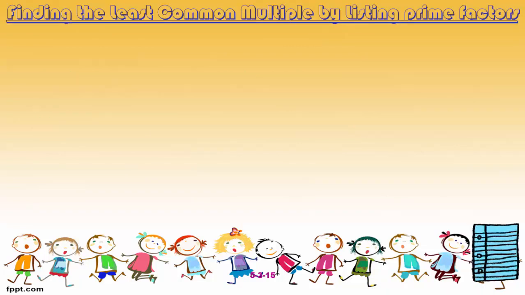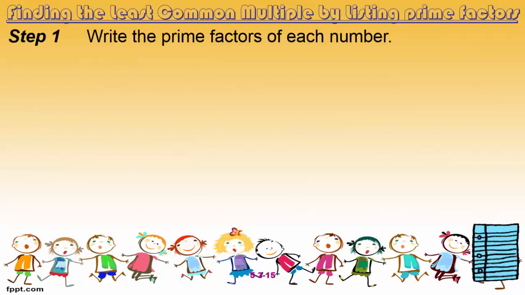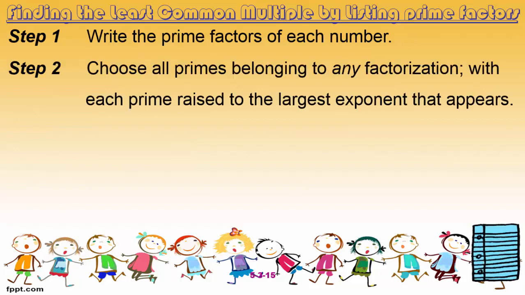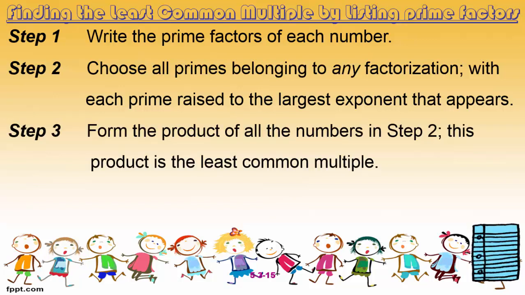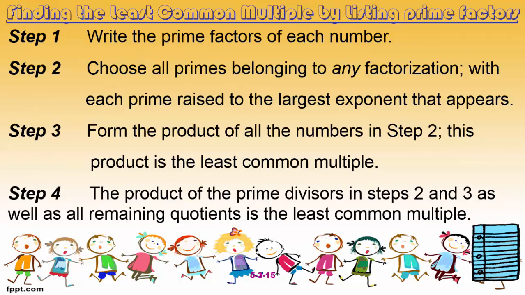Finding the least common multiple by listing prime factors. Step 1. Write the prime factors of each number. Step 2. Choose all primes belonging to any factorization with each prime raised to the largest exponent that appears. Step 3. Form the product of all the numbers in Step 2. This product is the least common multiple. Step 4. The product of the prime divisors in Step 2 and 3, as well as all remaining quotients, is the least common multiple.